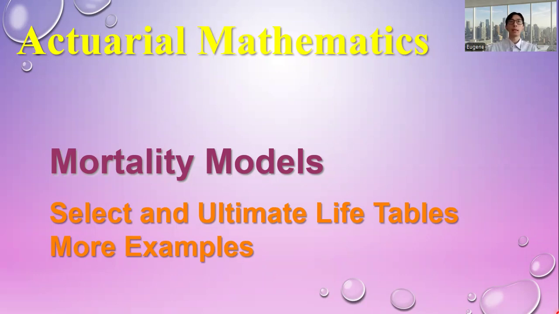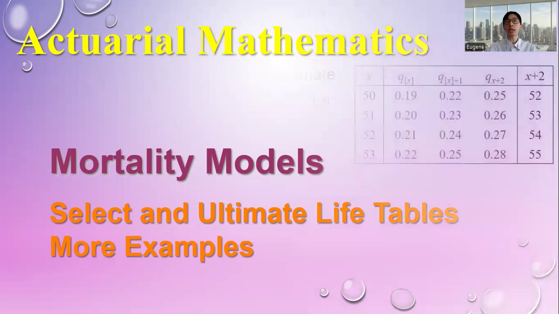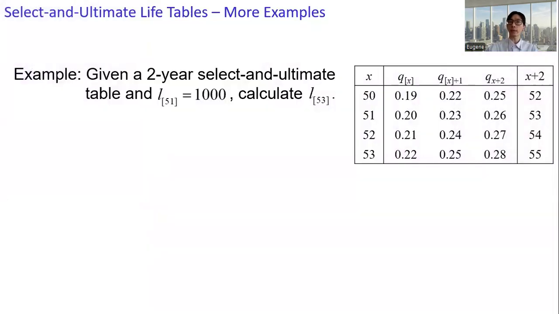Hello, everyone. In this video, we will cover more examples related to the select and ultimate life tables. Let's take a look at the first example. Given a 2-year select and ultimate table, and the expected number of a group of individuals select at age 51 is 1,000, calculate the expected number of survivors for a group of individuals select at age 53.